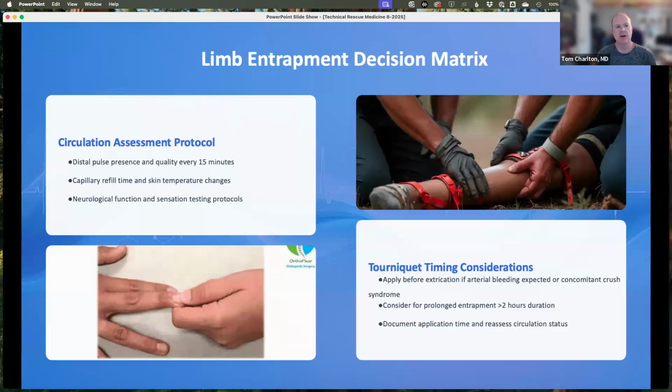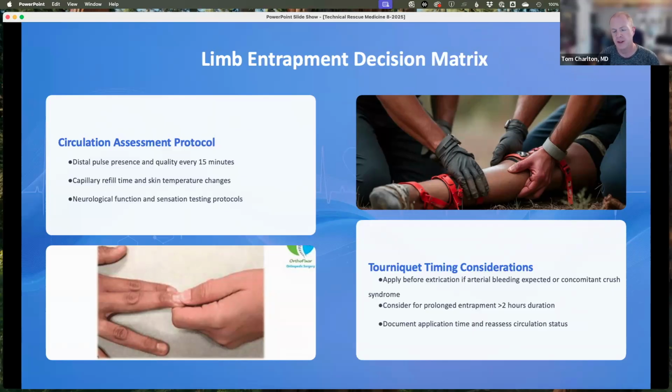So when we're dealing with this, we want to make sure that we're assessing either the distal pulse or cap refill every 15 minutes or so. And we also want to try and document their neurologic function. Are they able to move things? What's their sensation like, et cetera. That's going to tell us a lot about the salvageability of that distal extremity pretty early on.